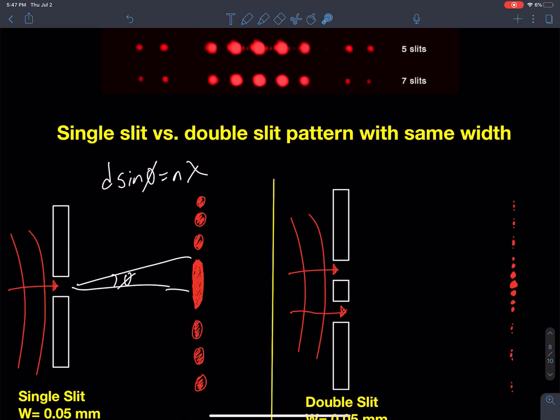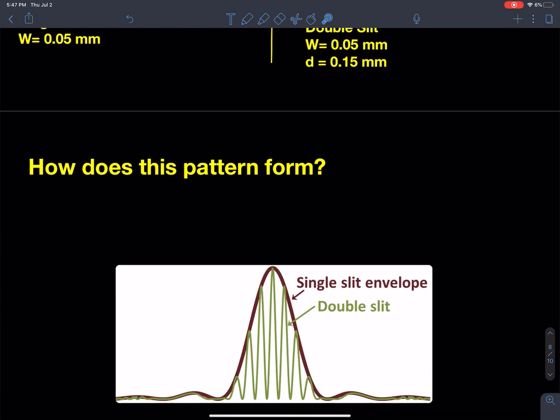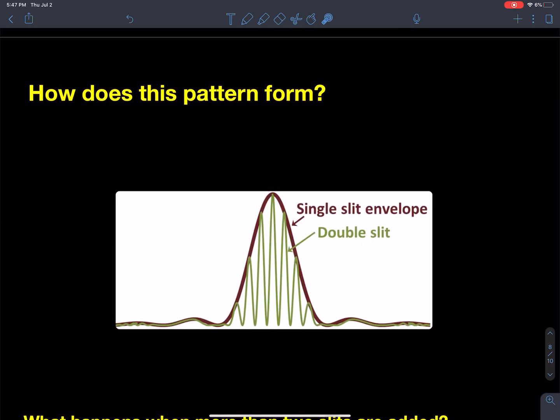Okay, so as we go down, how does that pattern form? Well, exactly what I said. Each of those holes is making a single slit pattern, like that red line that you see here. That's called the single slit envelope. And those two patterns overlap to make a complicated pattern that is shown here by the double slit.